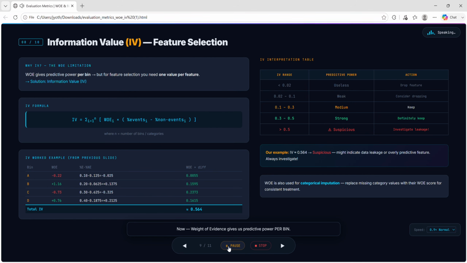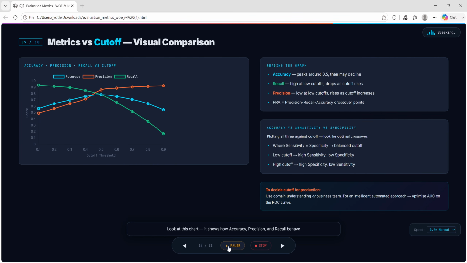Now, how do we interpret IV? Less than 0.02, useless feature. Drop it. 0.02 to 0.1, weak predictor. 0.1 to 0.3, medium predictor. Keep it. 0.3 to 0.5, strong predictor. Definitely keep it. Greater than 0.5, suspicious. Could indicate data leakage. Always investigate. IV of 0.564 falls in the suspicious range. Worth checking. WOE is also used for categorical imputation. Treat missing values as their own bin.